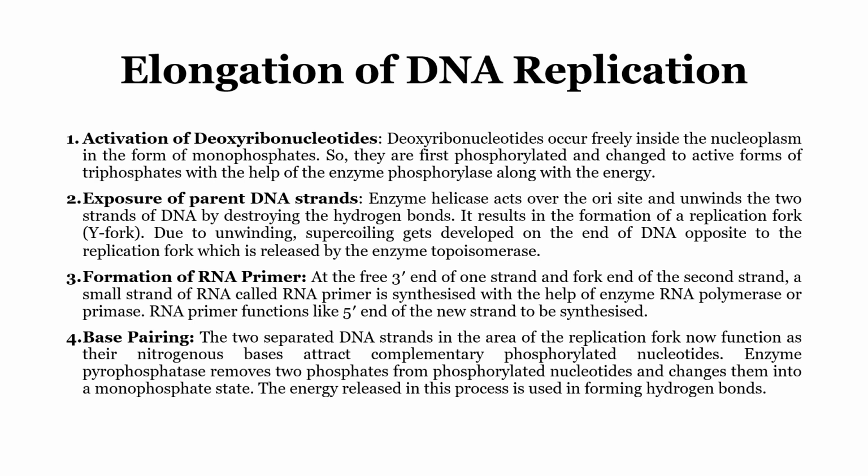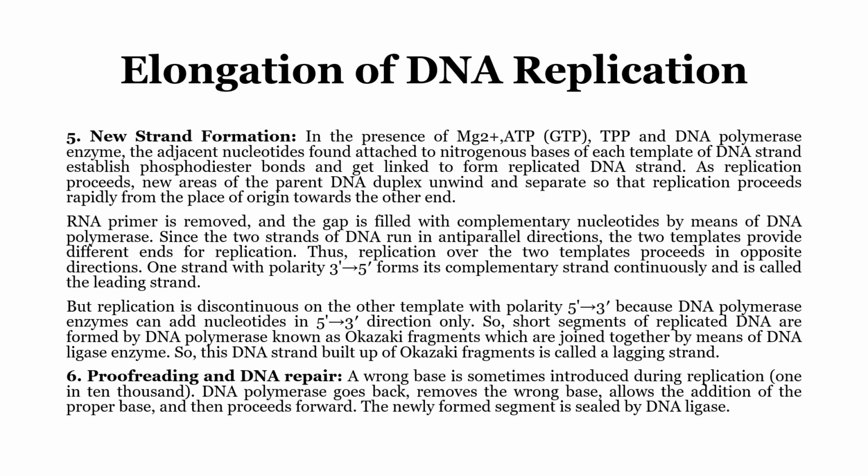Base pairing: the two separated DNA strands in the area of the replication fork now function as templates, and their nitrogenous bases attract complementary phosphorylated nucleotides. The enzyme phosphorylase removes two phosphates from the phosphorylated nucleotide and changes it into the monophosphate state. The energy released in this process is used in forming hydrogen bonds. The new strand will form in the presence of magnesium, ATP, TPP and DNA polymerase enzyme.